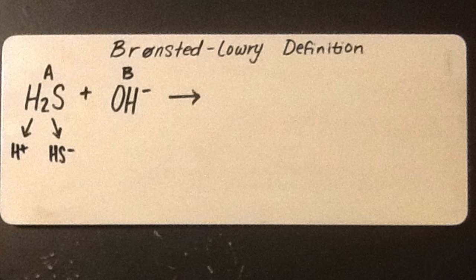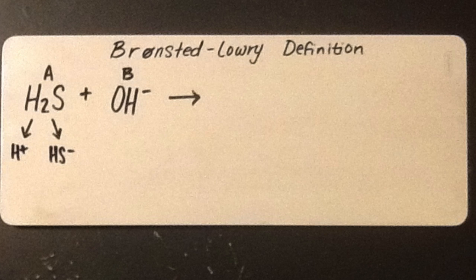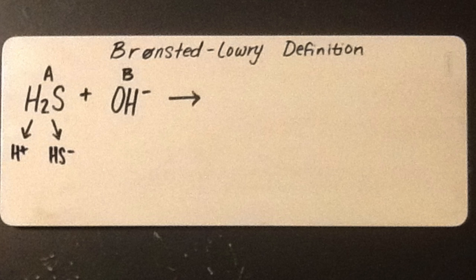So in this example, we're going to use hydrosulfuric acid as our acid, H2S, and we're going to pretend it's reacting with a strong base, something that has hydroxide in it, OH-. Okay, so we have our acid labeled and our base labeled, A for acid, B for base.